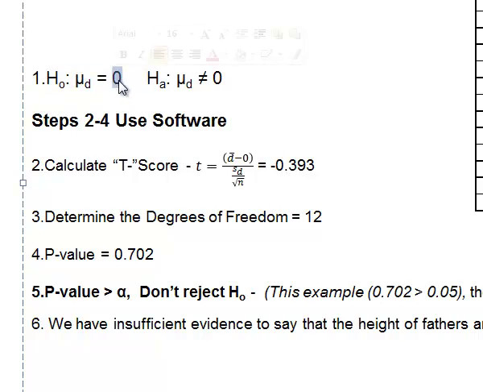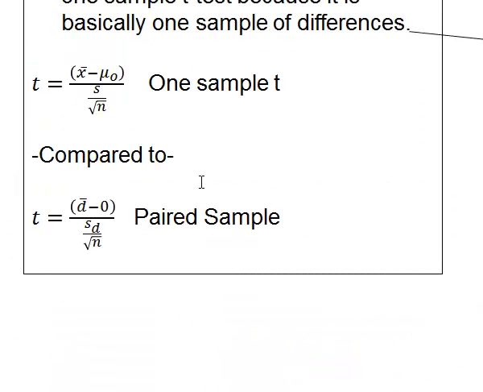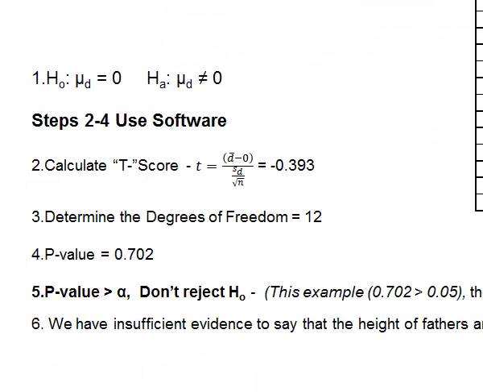This is why, if I go back a couple of slides, for the null hypothesis we put 0 here, because 0 is our null hypothesis. Okay, so the true mean of the differences is equal to 0. The alternative is that the true mean of the differences is not equal to 0. Okay, that's step number 1.